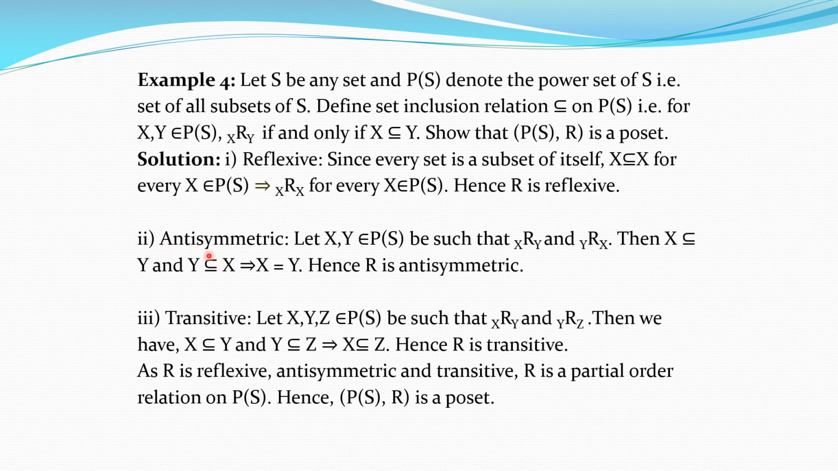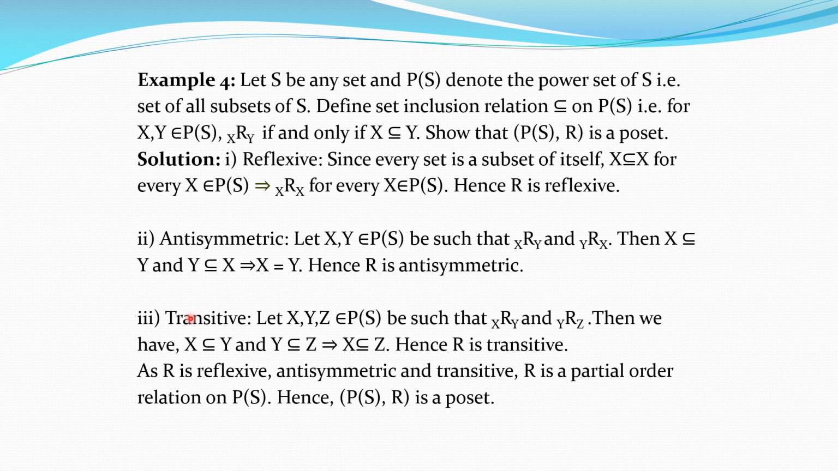Now for antisymmetry, we consider X, Y in P(S) such that X is related to Y and Y is related to X. So by definition of the relation, X is a subset of Y and Y is a subset of X. This implies X equals Y, and hence R is antisymmetric.